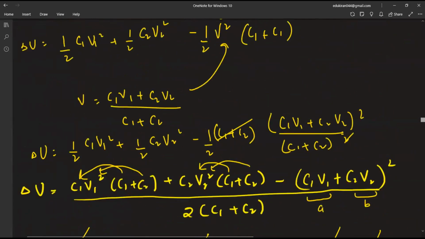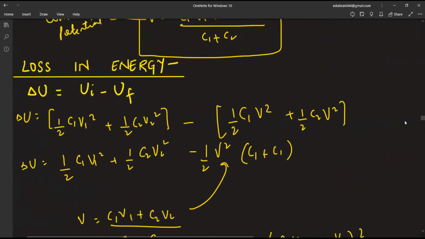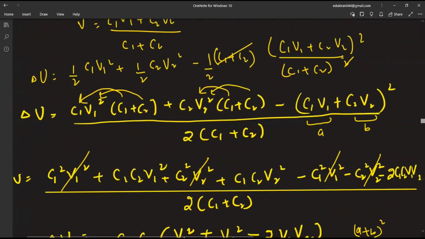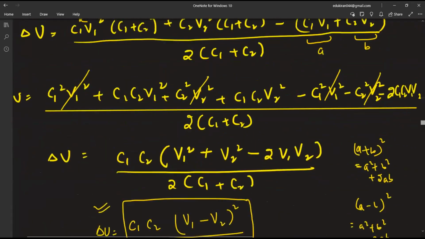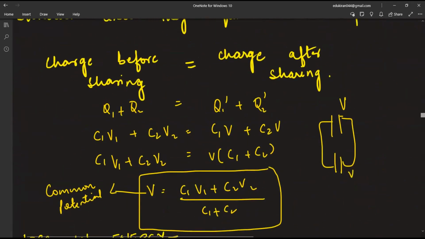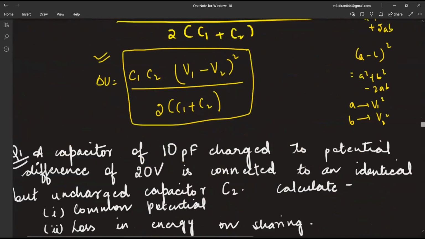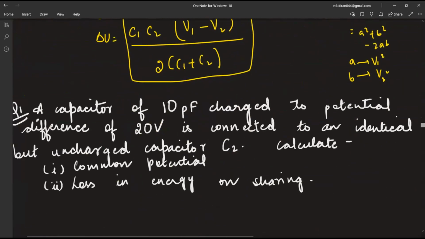That's why I'm saying, just in case it comes in your exam, you should know the steps. Initial energy minus final energy, putting the value of common potential, and then just solving it mathematically, you will obtain this formula. Otherwise, till common potential, learn the derivation. From here, you should just remember the formula. Questions are asked like this only.